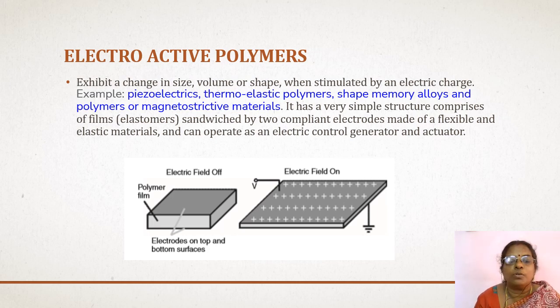So, important properties: it is a flexible and elastic material, and it can operate as an electric generator and actuator. These find application in electric generators and actuators. So what is an electroactive material? It changes in shape, volume or size in response to the stimulus of an electrical charge. When an electric charge is applied, it changes shape or size.